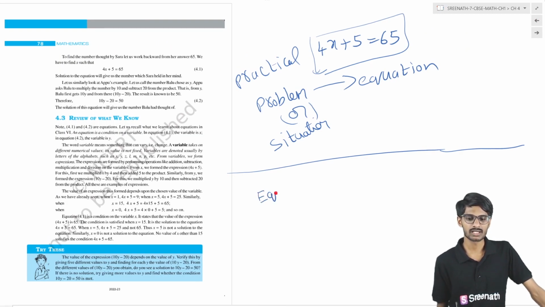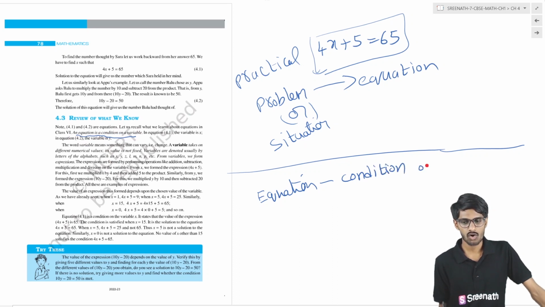An equation is a condition on a variable. So what is meant by an equation? An equation is nothing but a condition on a variable. Then what question arises? What does a variable mean?